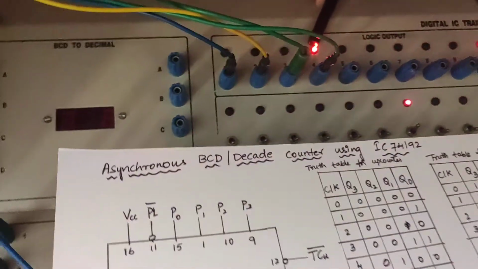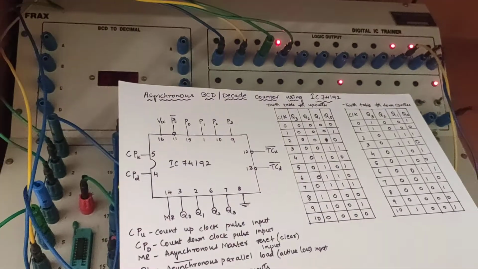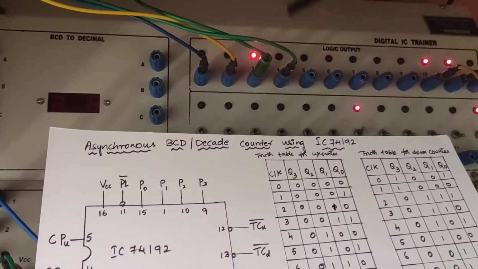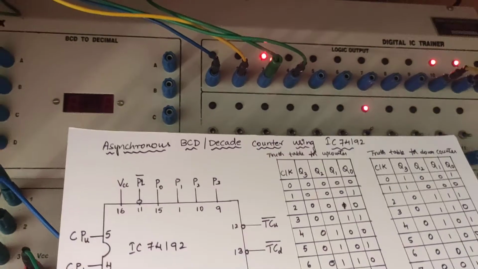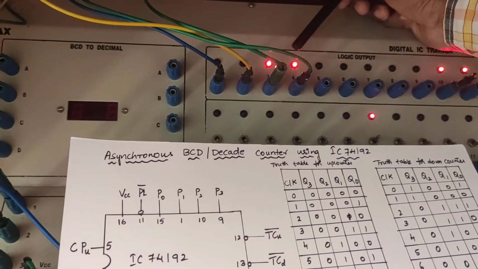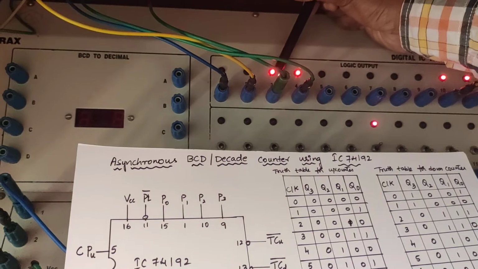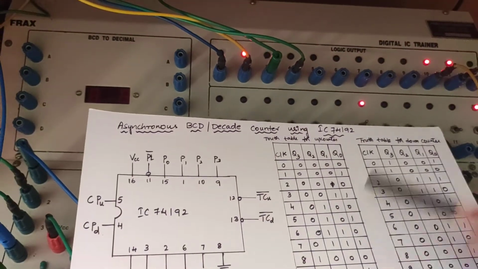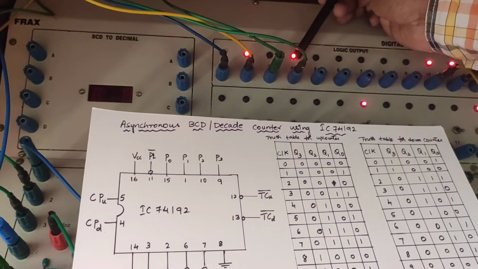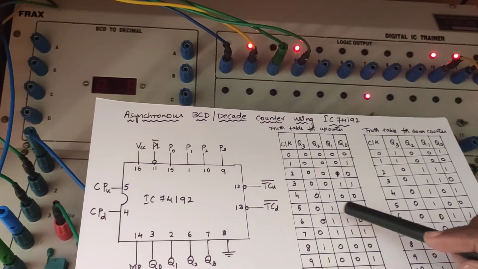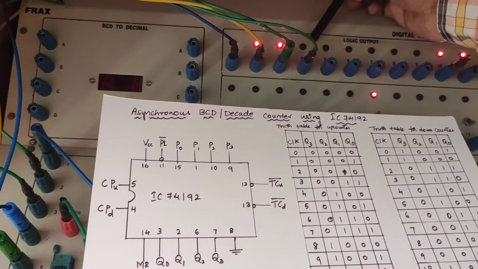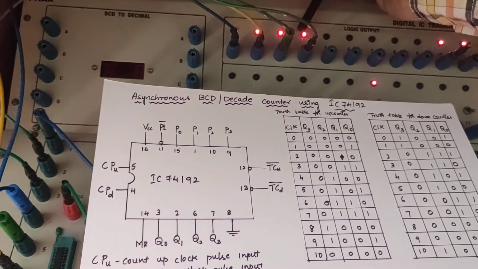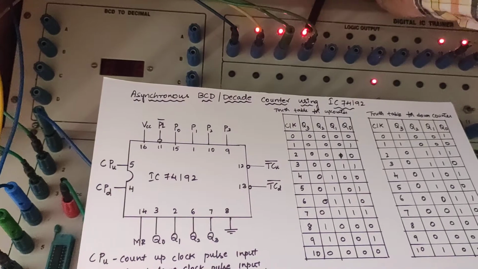Now for the next cycle, I apply the clock pulse, I get 0, 0, 1, 0. Again I am applying the clock pulse, I get 0, 0, 1, 1. Next time I apply the clock pulse, I get 0, 1, 0, 0. Next time, 0, 1, 0, 1. Next time, 0, 1, 1, 0. Next time, it is 0, 1, 1, 1.